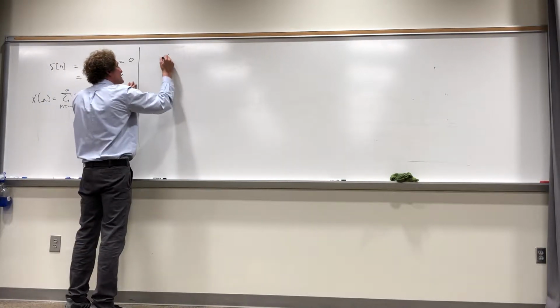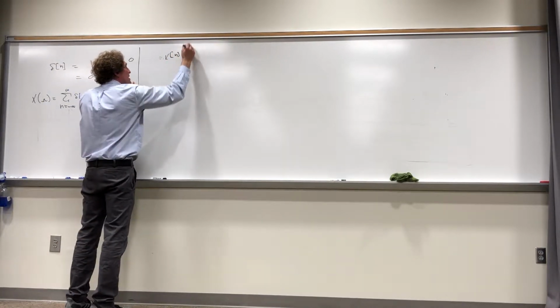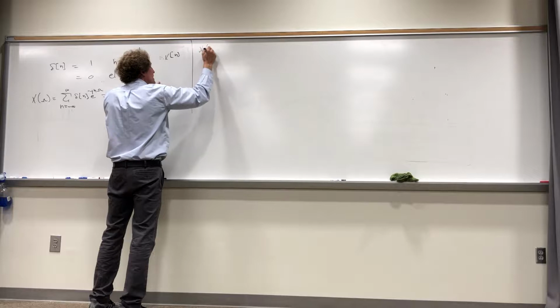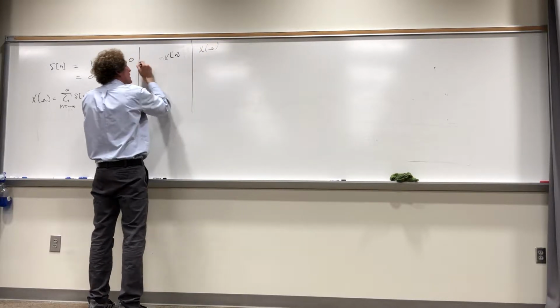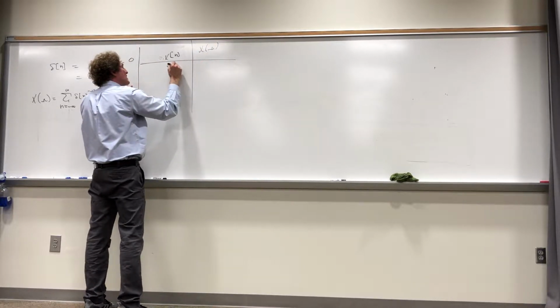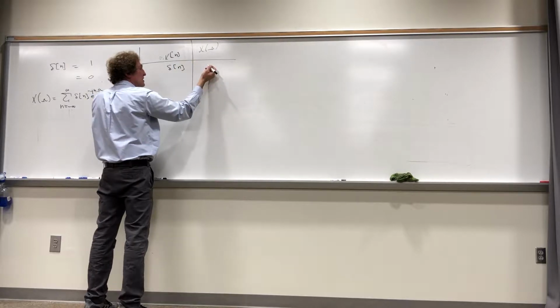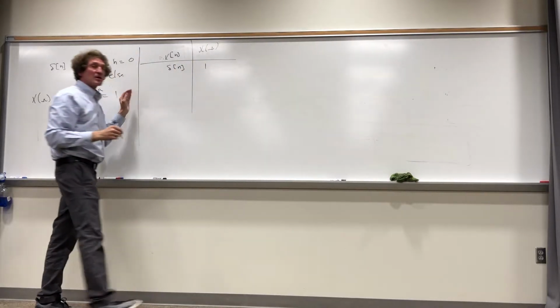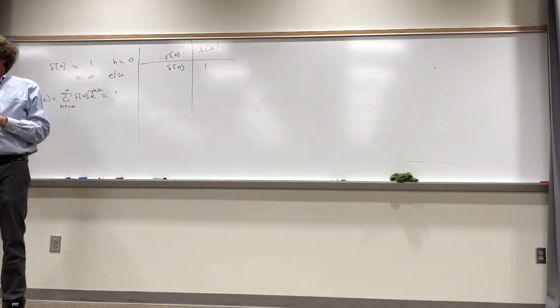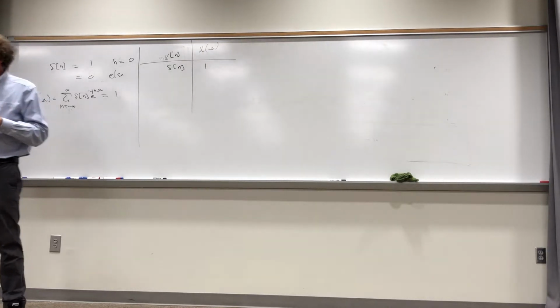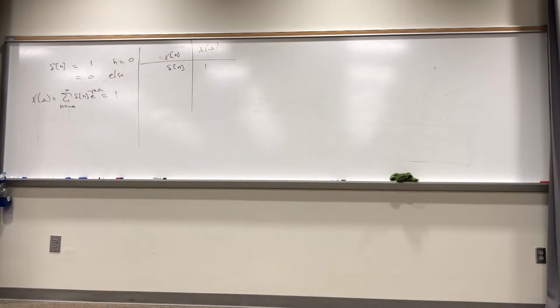We'll make a table. This is going to be x of n. This is going to be x of omega. He has these. But for this one, the first one is delta of n. And that has a value of 1. And that's common, right? Now, the next thing usually done is an exponential decay.